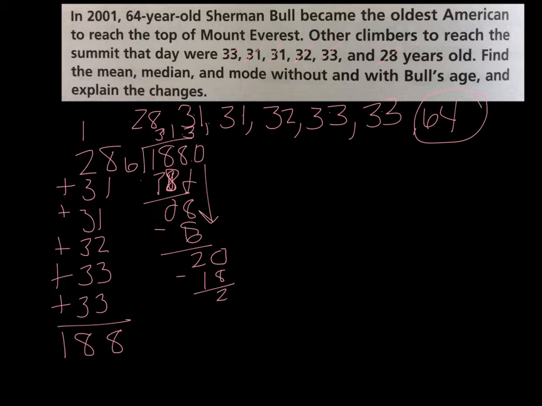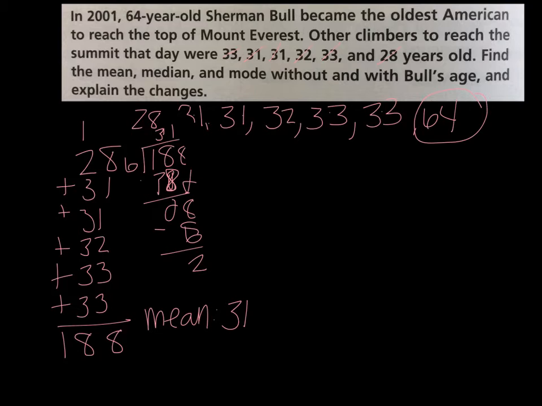I am going to back up. And instead of adding my decimal and bringing down a 0, I'm going to write my remainder as a fraction. So it would be 2/6. My mean would be 31 2/6. If I reduce that, divide by 2, divide by 2, I would get 1/3. That is my mean without Bull's age.